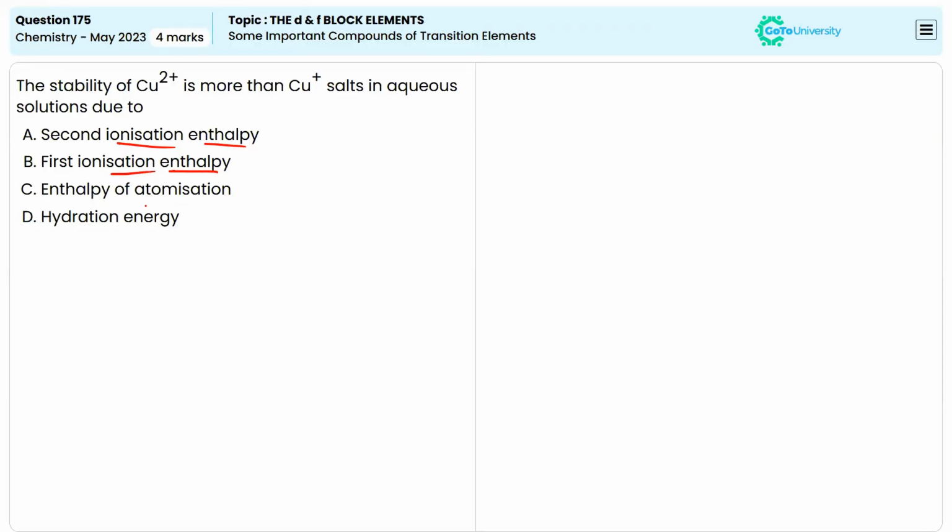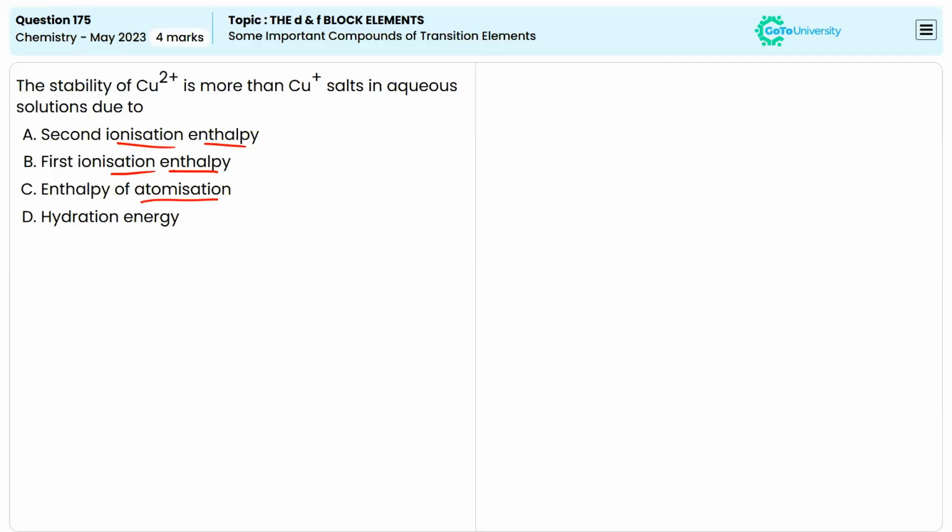Now coming to the enthalpy of atomization, this is the amount of energy required to atomize. It means if you want to convert the molecule into atoms, we have to apply some energy. We have to break the bonds between them, right? That amount of energy that we require to break the bonds in a molecule to convert them into atoms is called enthalpy of atomization. Now coming to hydration energy, this is the amount of energy change when a particular ion gets hydrated. That is hydration energy. That we all know, right?